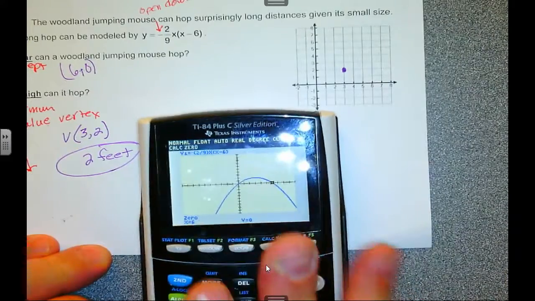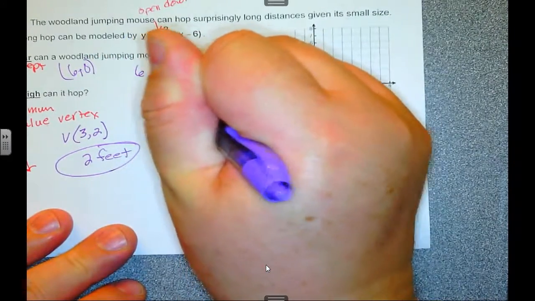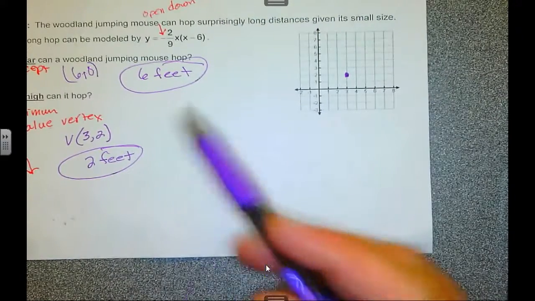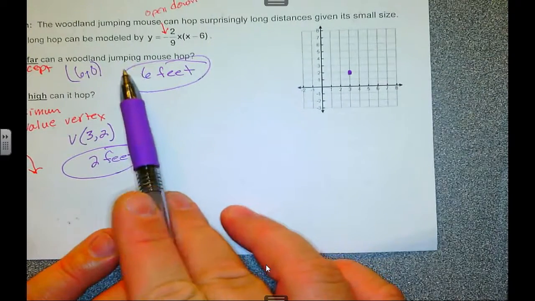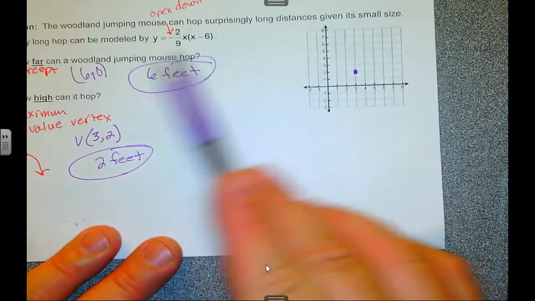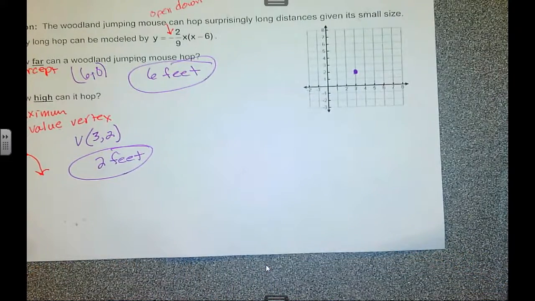So, it can jump 6 feet. I'm assuming it's feet. Now, this problem is what you're going to be doing for the next 2 or 3 days. Mathematical modeling. Okay. Questions, comments, concerns?